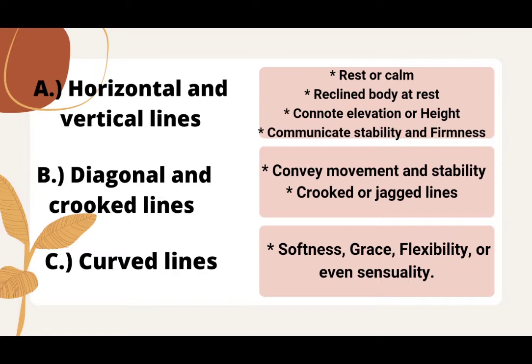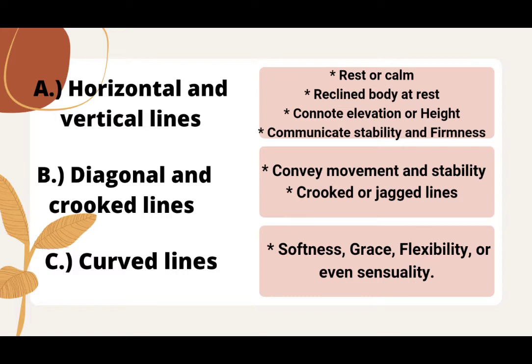Letter B, diagonal and crooked lines convey movement and instability, crooked or jog lines. Diagonal lines convey a feeling of movement and are more dramatic than either horizontal or vertical lines. Diagonal lines can also appear solid and unmoving if they are holding something up or at rest against a vertical line or a plane.